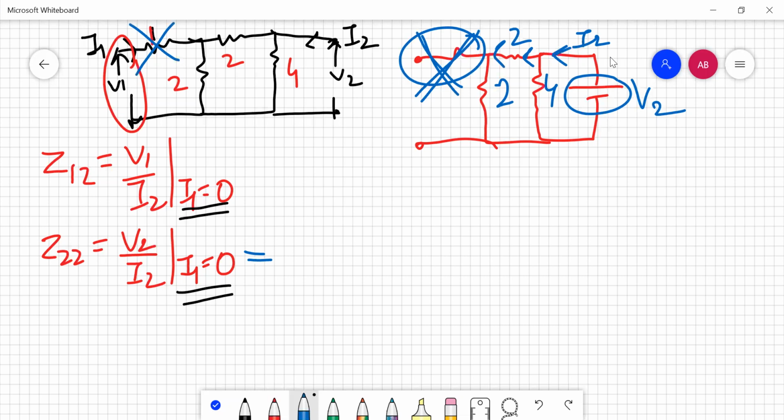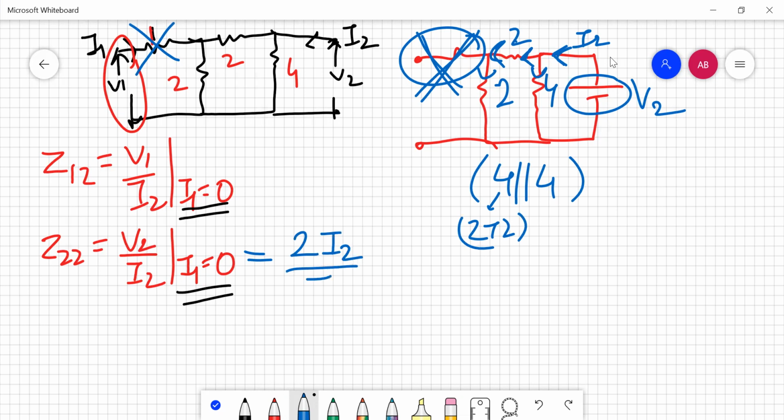You can see that the current from here is going to get divided into two portions. So this 2 and 2 will be in series, so that makes it 4 in parallel with 4. This 4 is the series combination of 2 plus 2. So this makes it 2 multiplied by I2 divided by I2. That gives me the value of Z22 as 2 ohms. Now you have to find the value of V1.